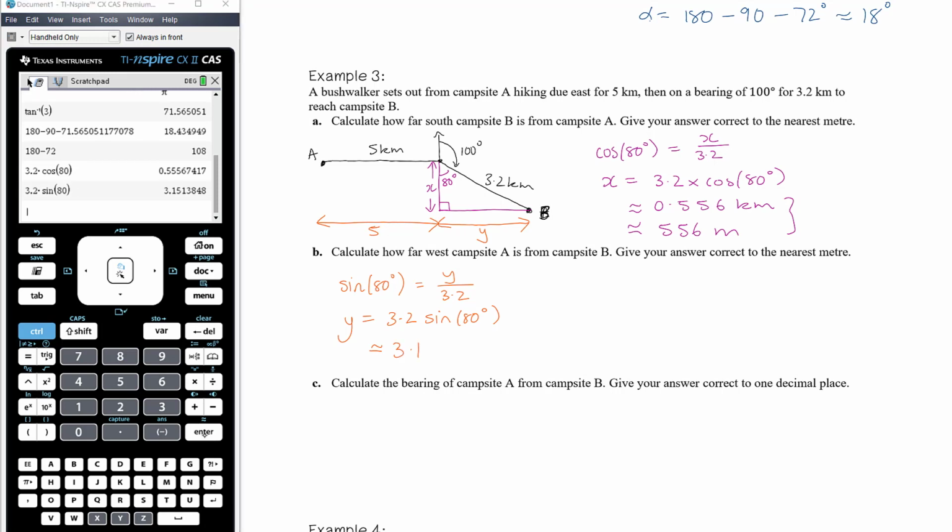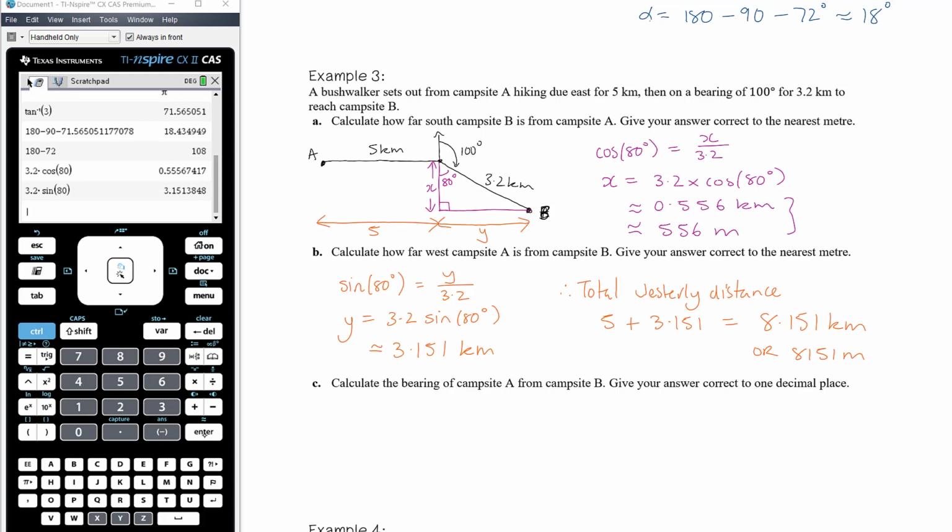Okay, so that's 3.151 kilometres. Again, answer to the nearest metre, so we need those 3 decimal places. And then the total westerly distance is going to be that value of y plus the 5 kilometres. So that will be 8.151 kilometres, or you could give your answer as 8,151 metres to the nearest metre.